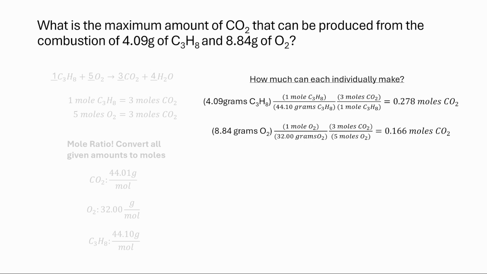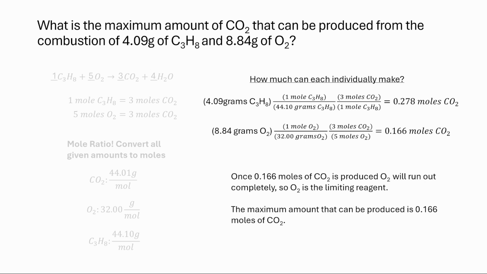But what we can end up doing is using our conversion factors of our molar mass and our mole to mole ratio, where we convert from grams of propane to moles of propane, and then moles of propane to moles of CO2, and we see we can make 0.278 moles of CO2. And we do the same thing for O2. We see that all the oxygen gas can make 0.166 moles of CO2. This is the same idea now. We can see how much they can both maximally make.